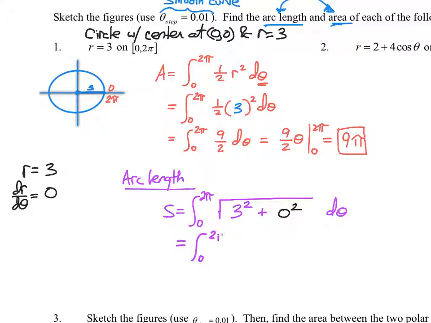Okay, so 0 to 2 pi, looking at 3 d theta, integrate, looking at 3 theta over the interval of 0 to 2 pi. And then when you plug and chug away, you get 6 pi minus 0, so 6 pi is it.